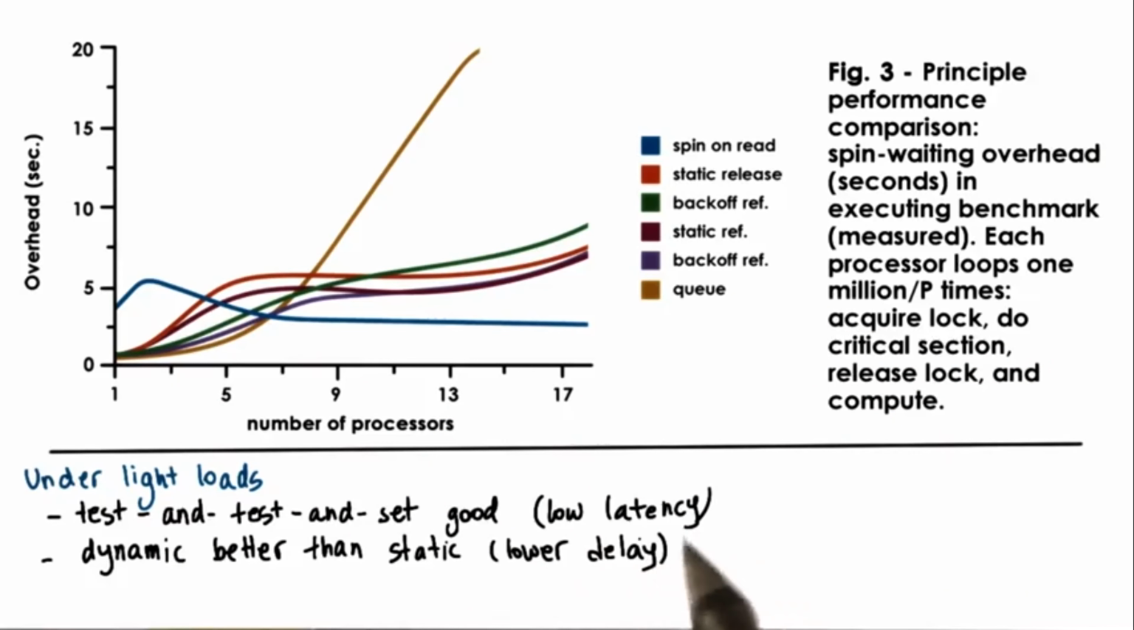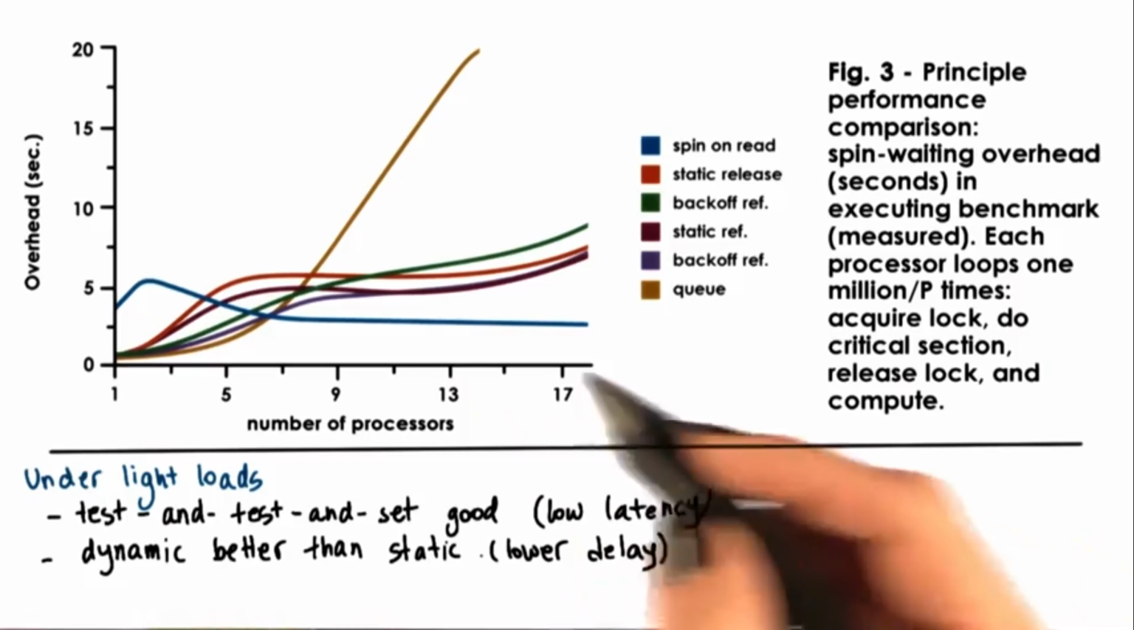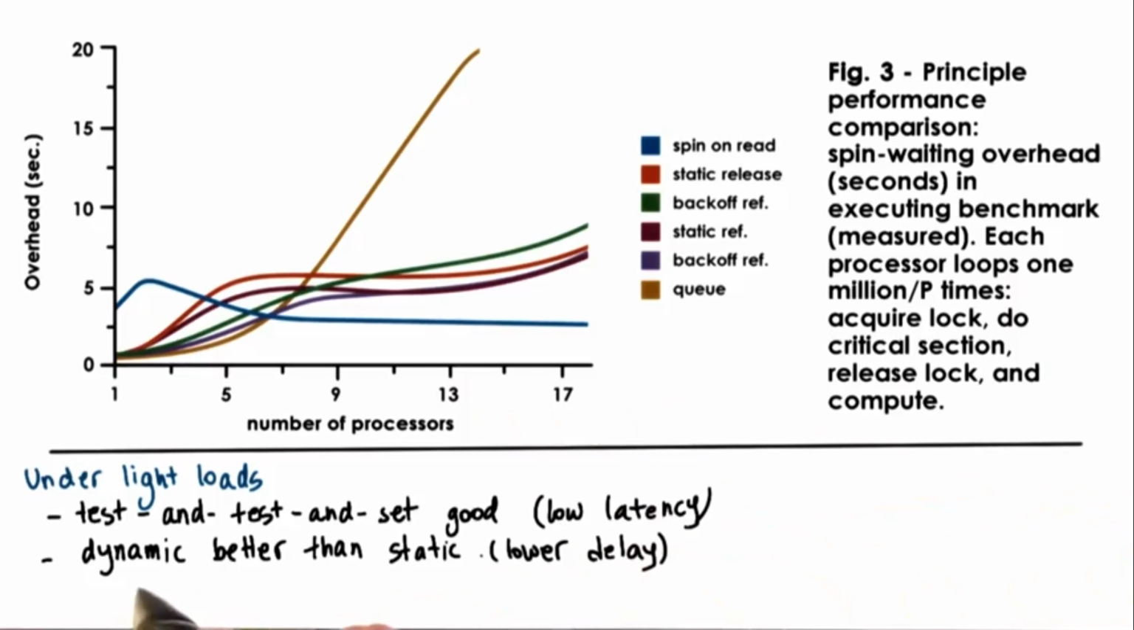And that is because with the dynamic alternatives, we end up with lower delay. We said that static alternatives can lead to situations in which the two processors that have the extreme, the smallest and the largest delay, are the only ones that are contending on the lock, and so we have wasted cycles.